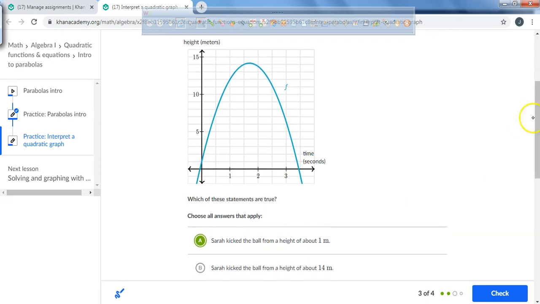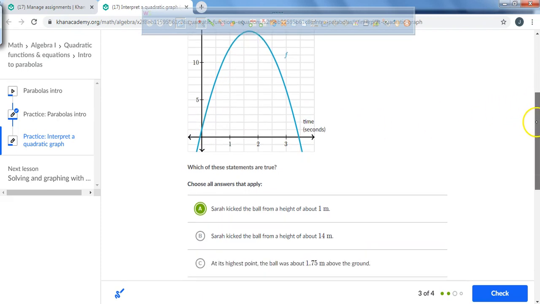It says Sarah kicked the ball from a height of about 14 meters. Well, no. The ball went to a height of about 14, but she didn't start to kick the ball that high. She kicked it about 1 meter. So I'm not gonna select that one.